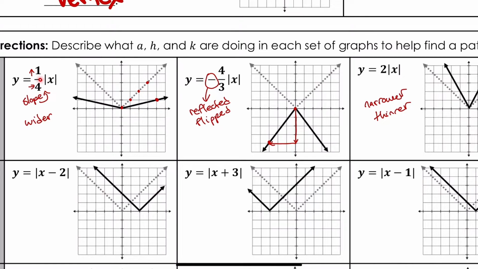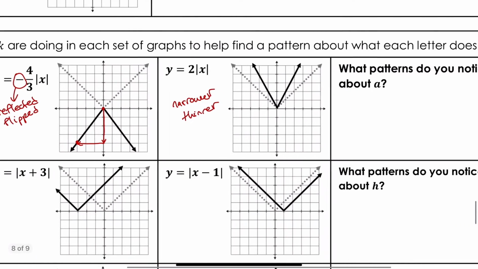Well, I'm taking a look at our numbers here. I see this is a fraction, 1 over 4. That's kind of small. 2 is definitely bigger than that. So if we have a slope that's a fraction that is smaller than 1, or small in general, it'll be wider than a slope that is a bigger number. So our A is going to control how thin or how wide our function is.